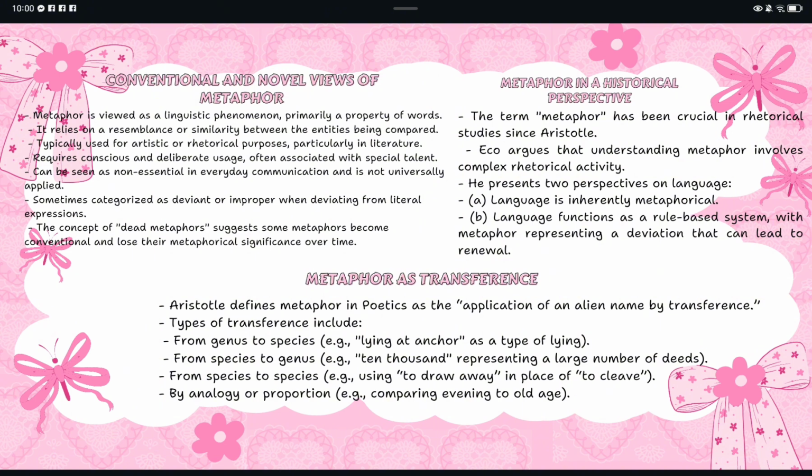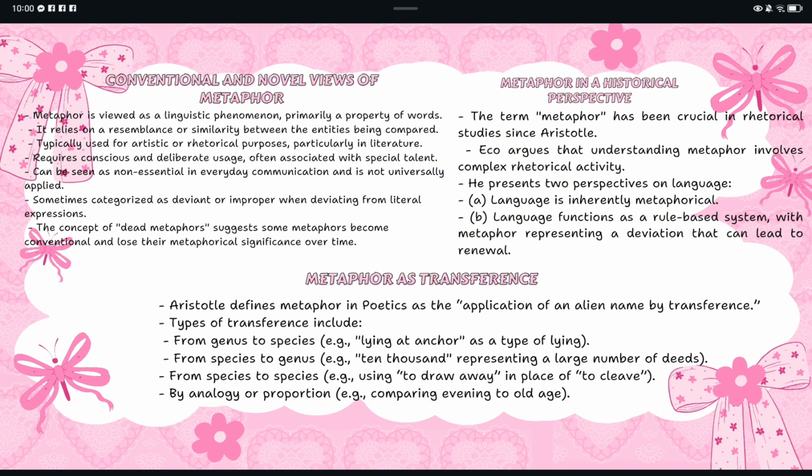Next is metaphor in a historical perspective. The term metaphor has been crucial in rhetorical studies since Aristotle. Eco also argues that understanding metaphor involves complex rhetorical activity. He also presents two perspectives on language. The first is that language is inherently metaphorical, and the second is that language functions as a rule-based system with metaphor representing a deviation that can lead to renewal.